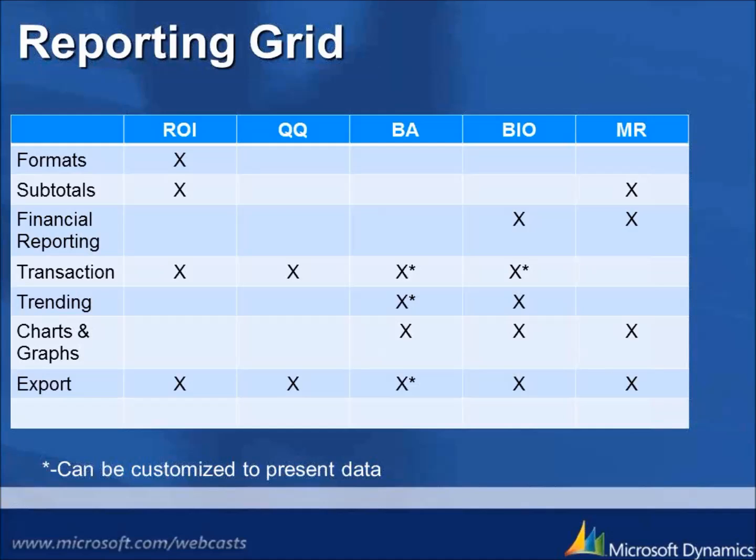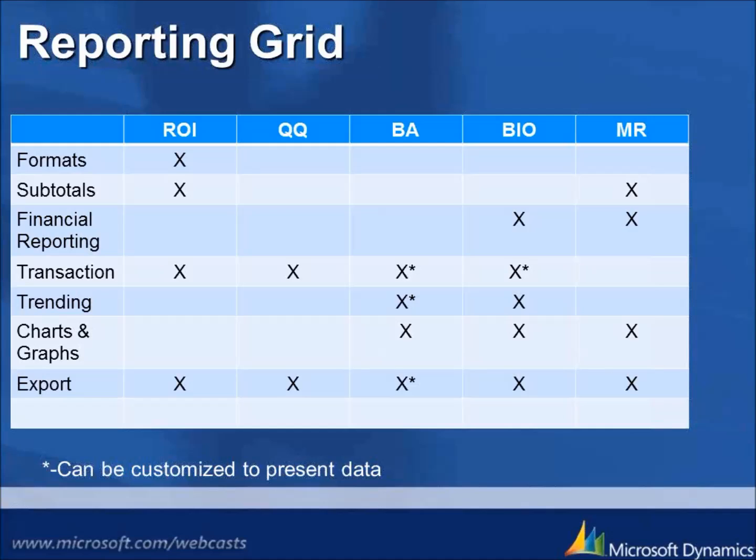So for example, if you are doing some type of formatted or subtotal report, we would generally push you towards the ROI or Crystal type of reports. In Quick Query, out of the box right now, you can't really do formatting. You can move things around, but you really can't format. You can't do subtotals or any of that in Quick Query out of the box. Business Analyzer, could you maybe make something? Sure, but out of the box, you're going to really rely on someone to create an SSRS report to do that. And then, of course, if you're doing subtotals, that type of item, we would use Management Reporter.